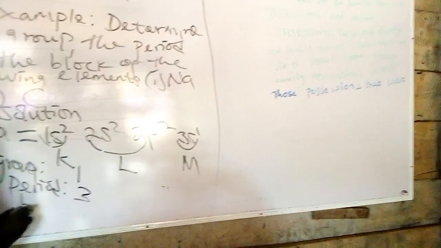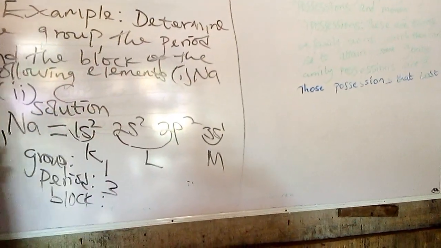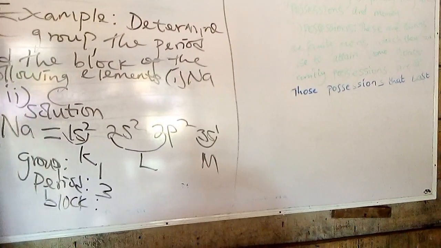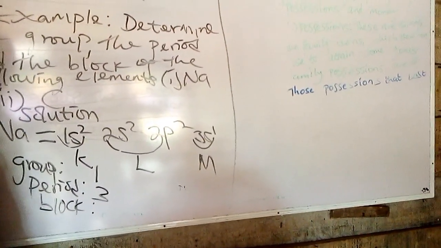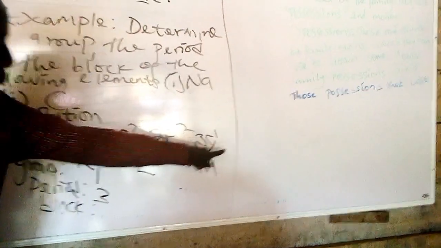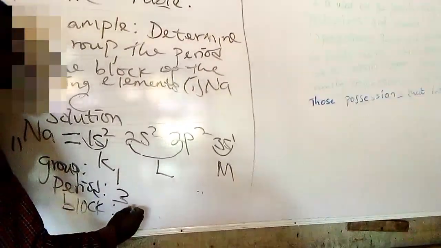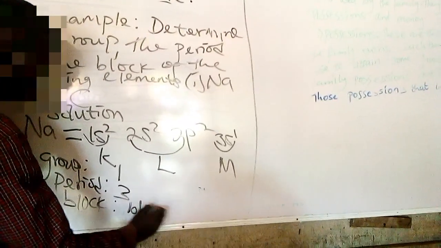Lastly, the block. The last letter in the electronic configuration determines the block. So the block here, let us get it. The last letter here is s. Since it's s, it belongs to block s.